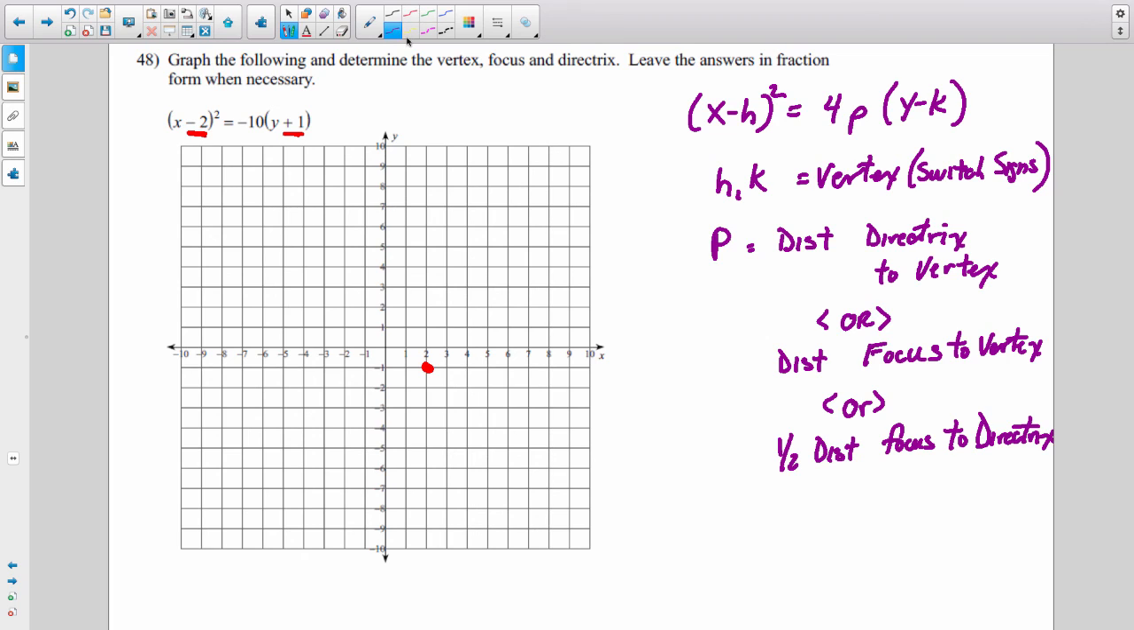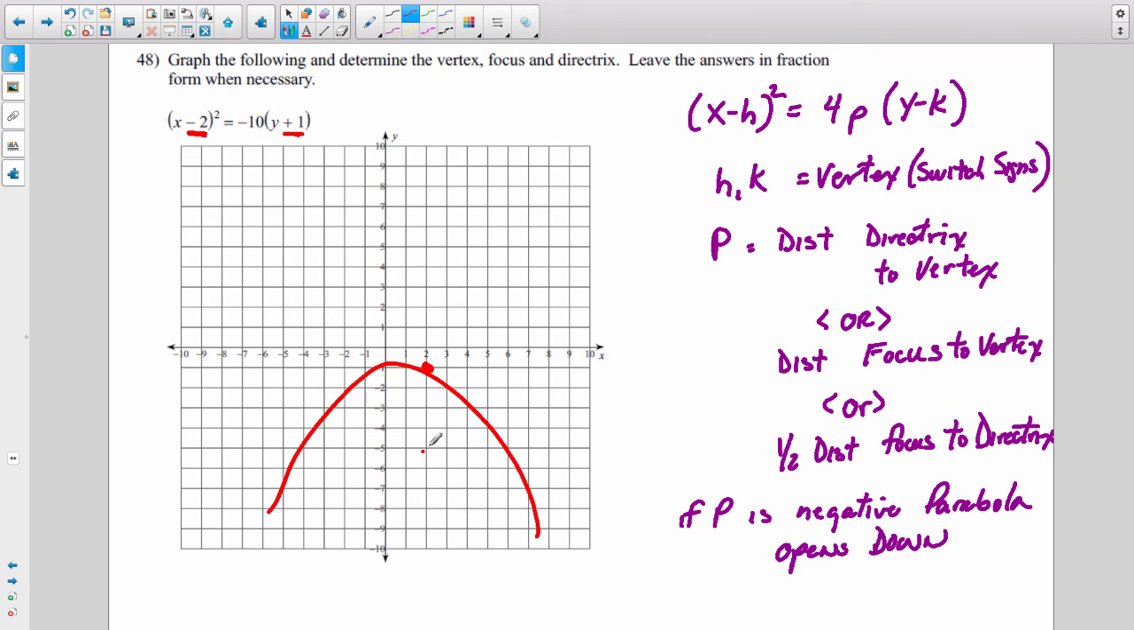If p is negative, the parabola opens down. So if you don't know where your directrix is, you can just look at the p-value, and if it's a negative p, you'll know that the parabola has to open down. So let's just write that down for your notes. If p is negative, parabola opens down. Cool. So, I don't know exactly where it is yet, but I'm just going to assume, that's my parabola, and there better be a focus somewhere in there like that. All right, so let's go figure that out. There's my vertex.